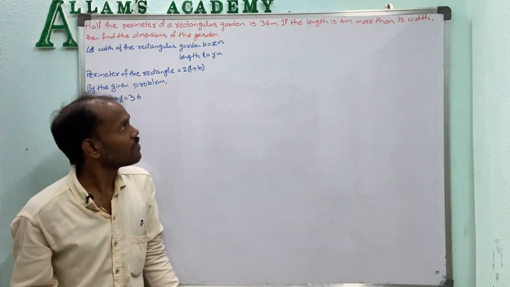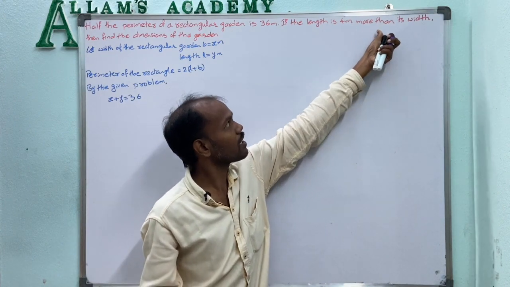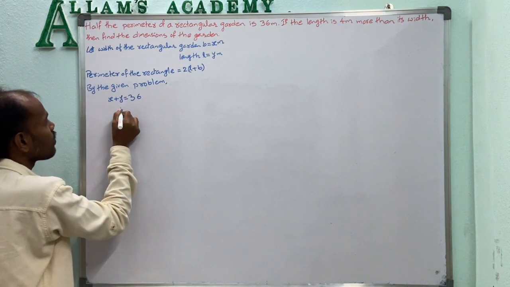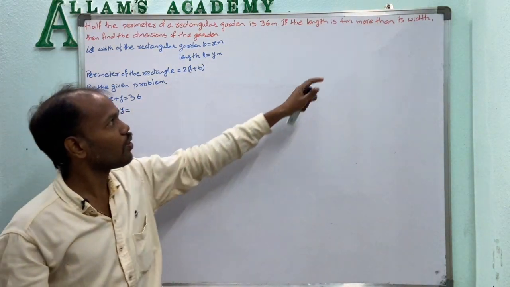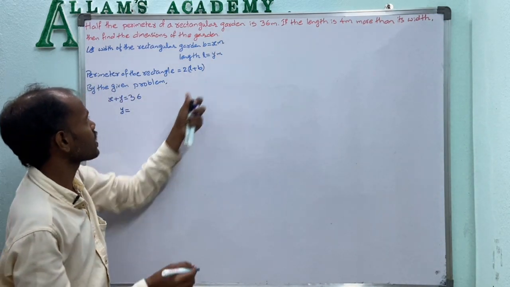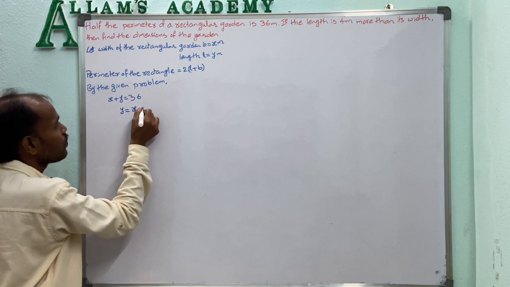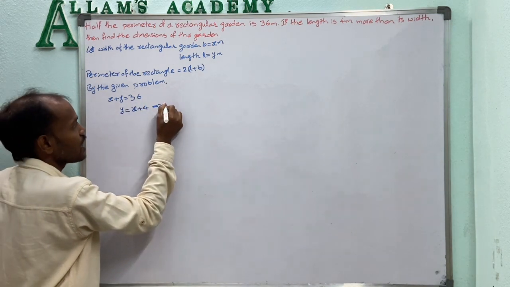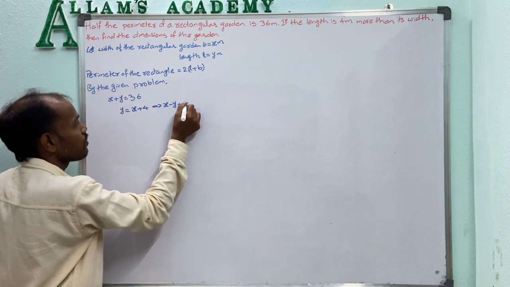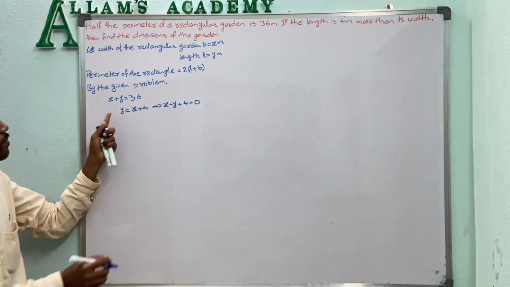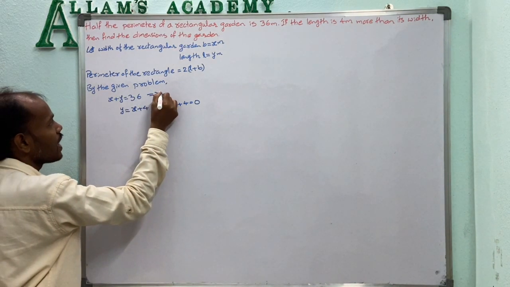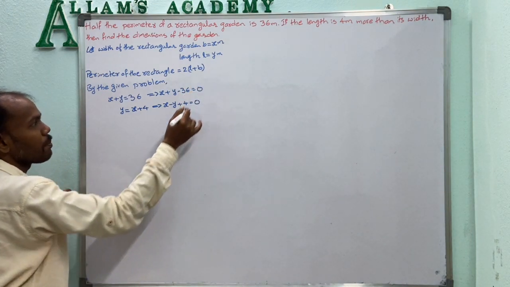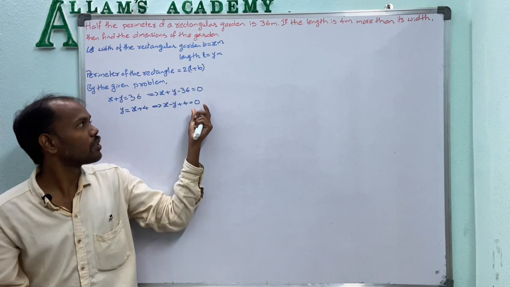And the second one is given, the length is 4 meters more than its width. So length, that is y, is equal to 4 meters more than the width. Width is x, so y equals x plus 4. Now this will be written, then plus y transferred to this side, minus y, x minus y plus 4 equal to 0. And this one can be written as x plus y minus 36 equal to 0. Now the pair of linear equations we get.